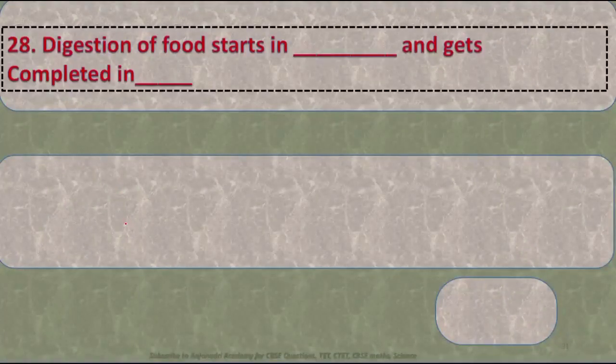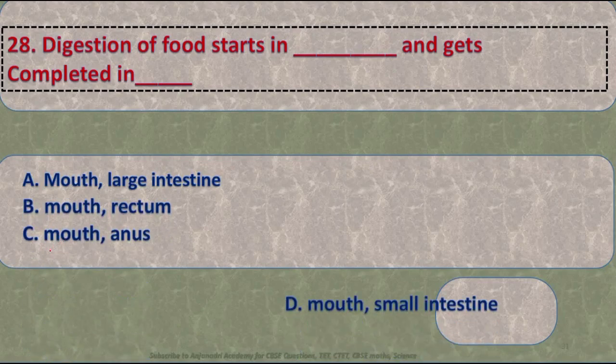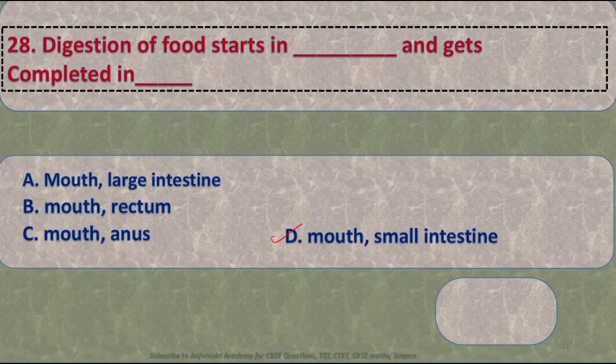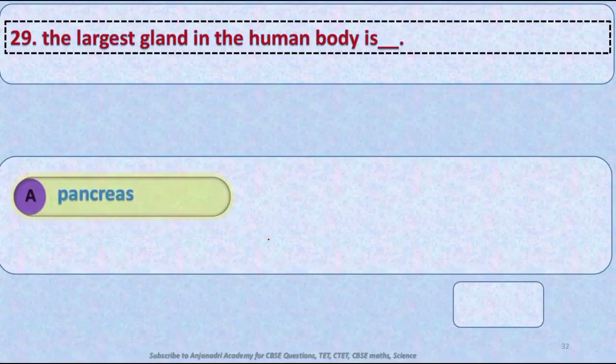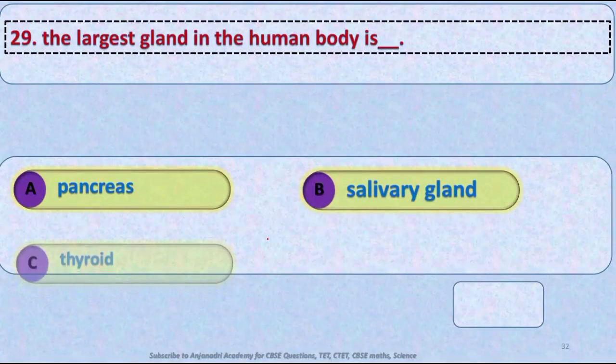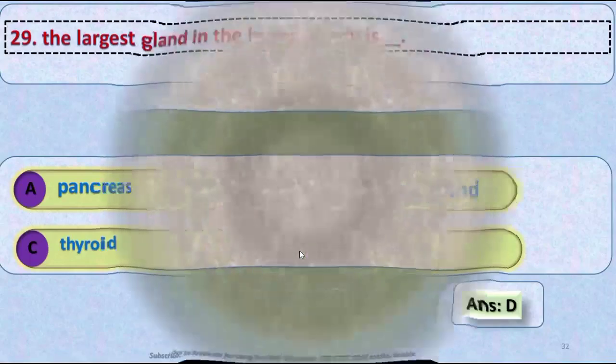Here is the next question. Digestion of food starts in mouth and gets completed in small intestine. Therefore, the correct answer is option D. It starts in mouth and ends in small intestine. Here is the next question. The largest gland in the human body is pancreas, salivary gland, thyroid, or liver. Option D is the correct answer. It is the largest gland in the human body.